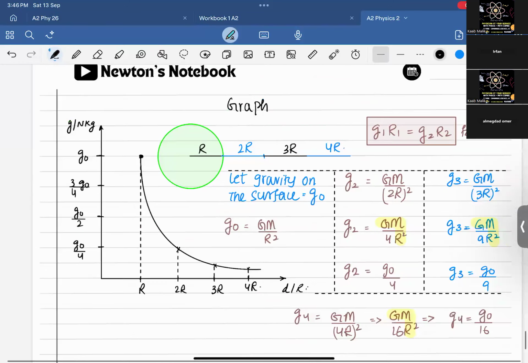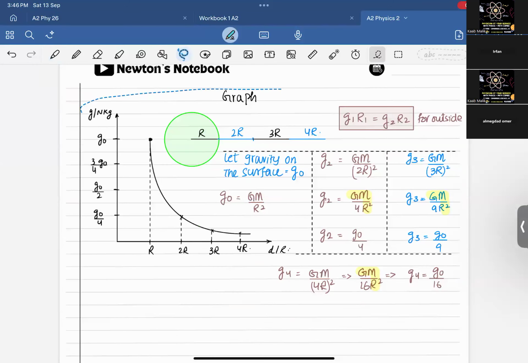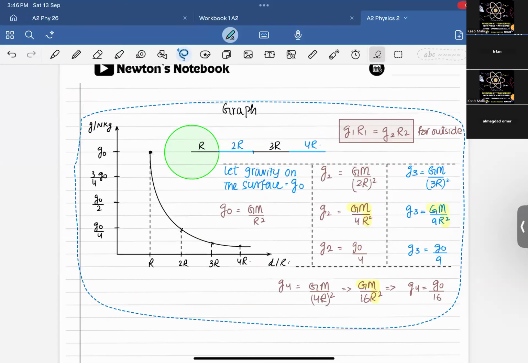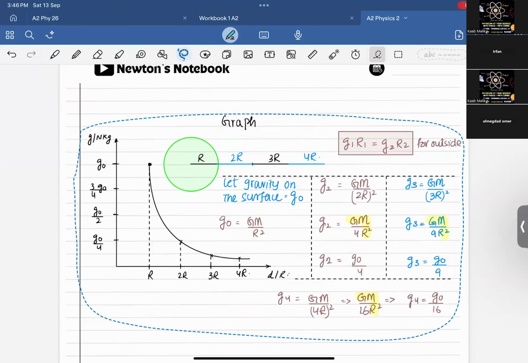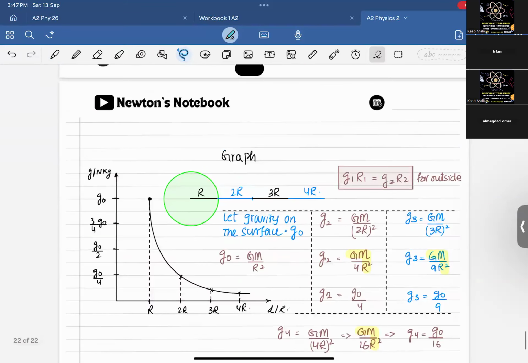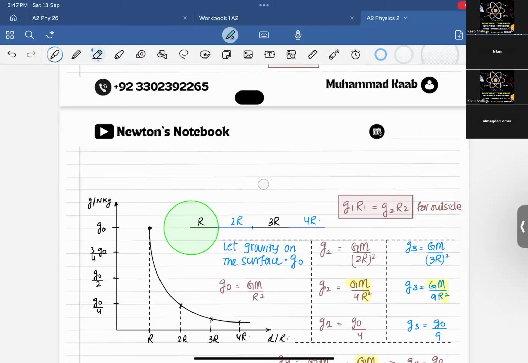Okay, so let me just drag it down a bit. Now we have to discuss the graph for the two planets. Like if we have two masses rather, how will the graph look like?